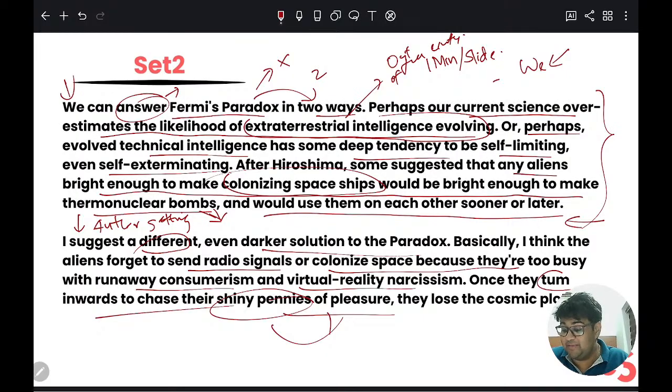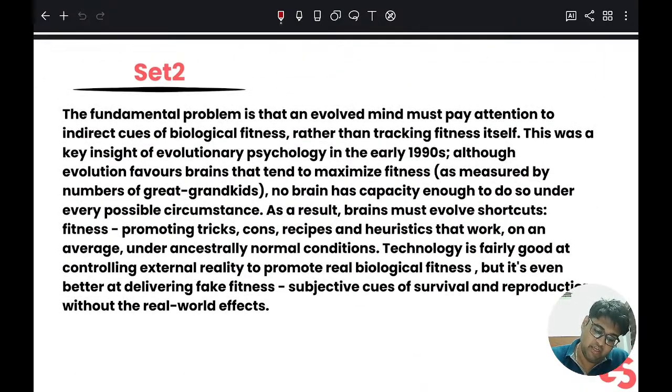They lose their cosmic plot, so they are losing the bigger picture because they are choosing their small gratification instead of the bigger picture. Like you are today watching Netflix instead of preparing for MBA MHCET. If that is what you're doing, then of course that is the same thing. The aliens or the inhabitants of the other planet are also busy with this kind of stuff. That's fine, perfect. Let's see the next one.